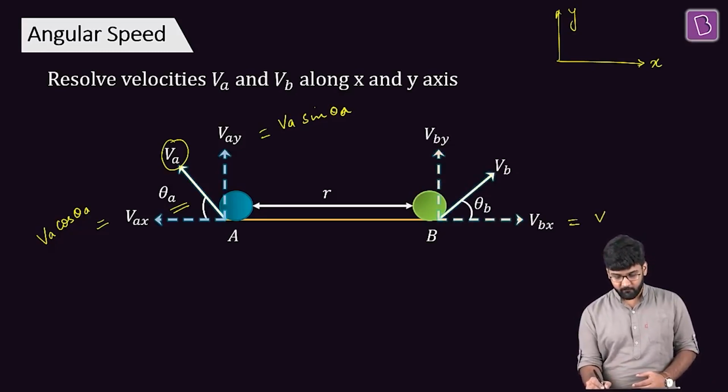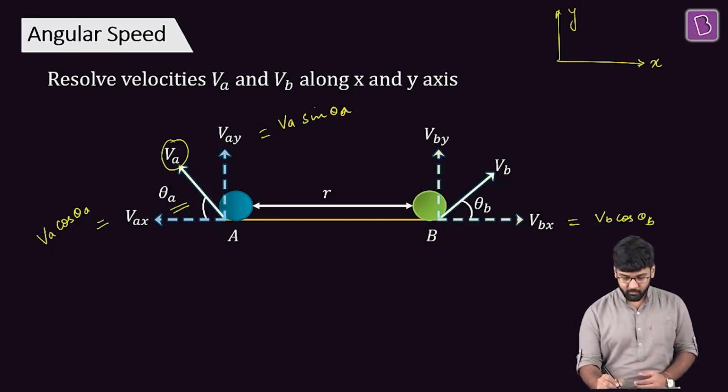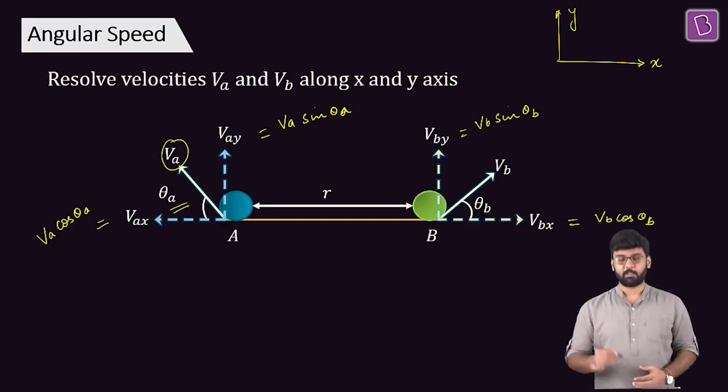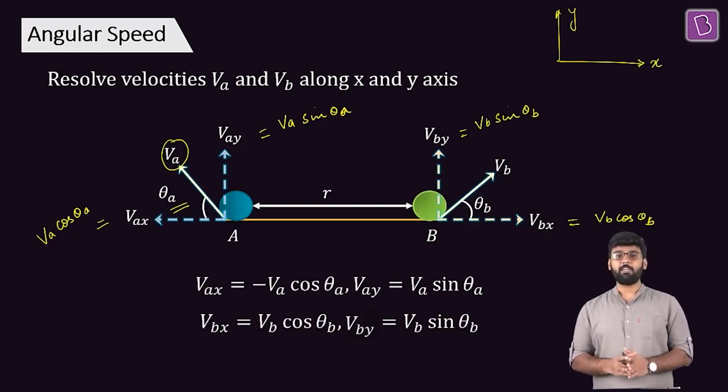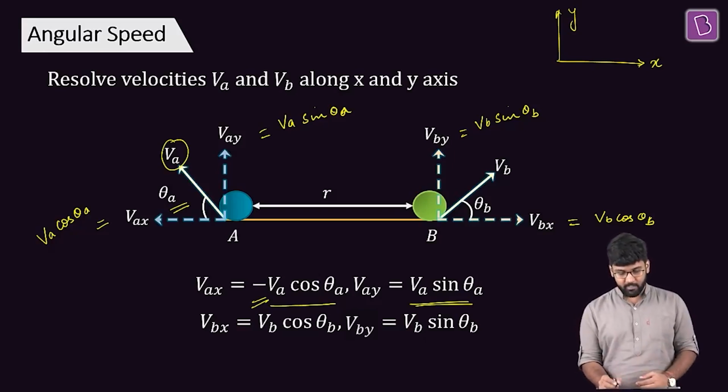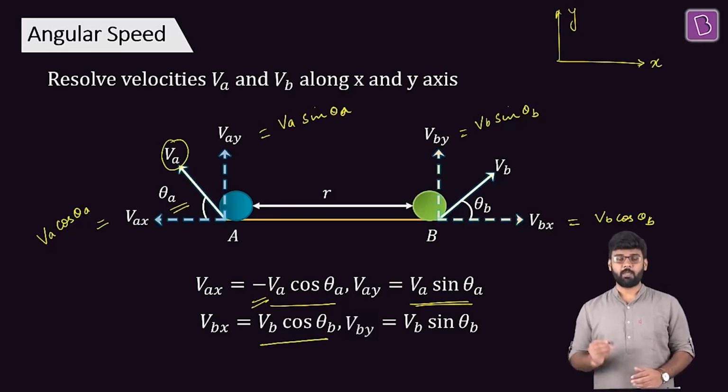So here we get VB cos theta B, and in the y direction we get VB sin theta B. So these are the four components of the two velocities of A and B. If you summarize all of these, we get VAX as minus VA cos theta A, with a negative sign because it is in the minus x-axis. VAY will be VA sin theta A, and similarly for particle B, VBX is VB cos theta B and VBY is VB sin theta B.